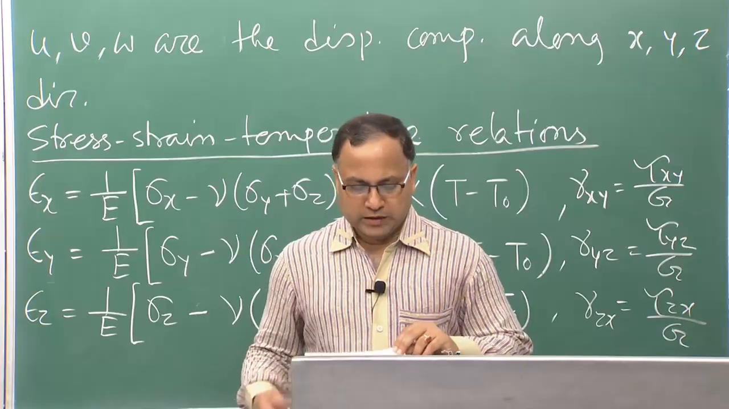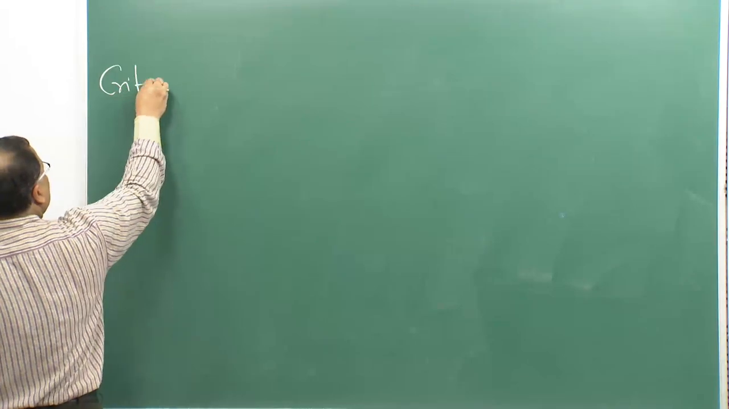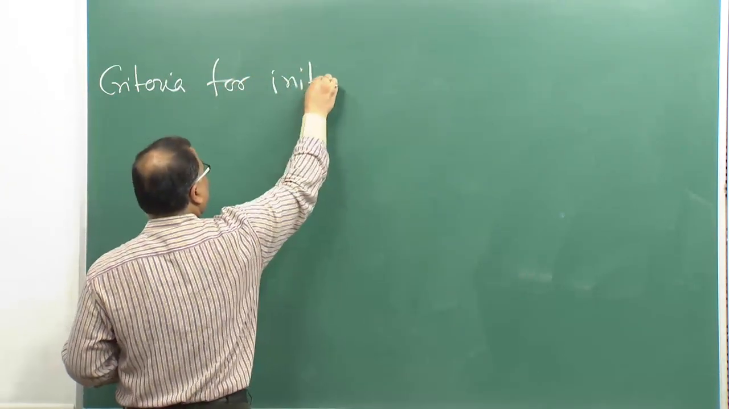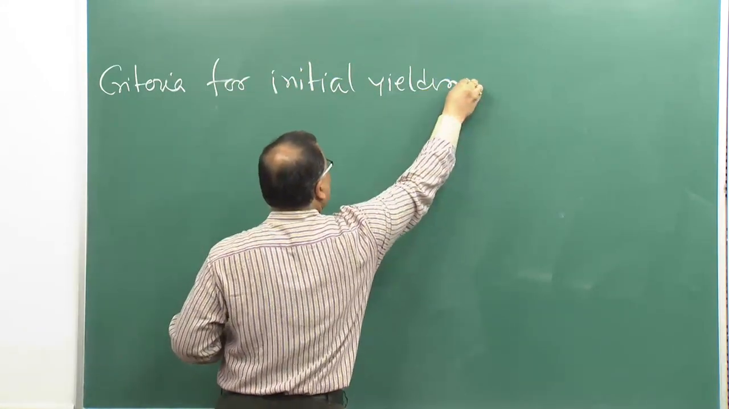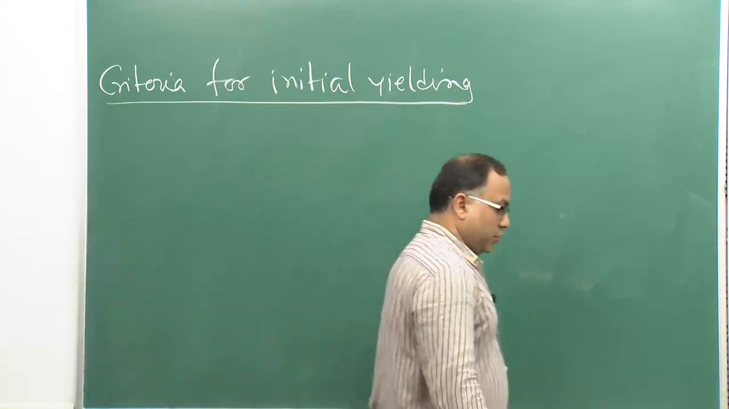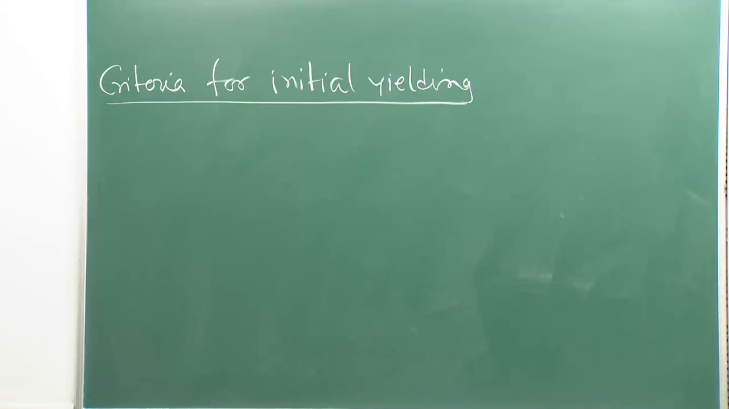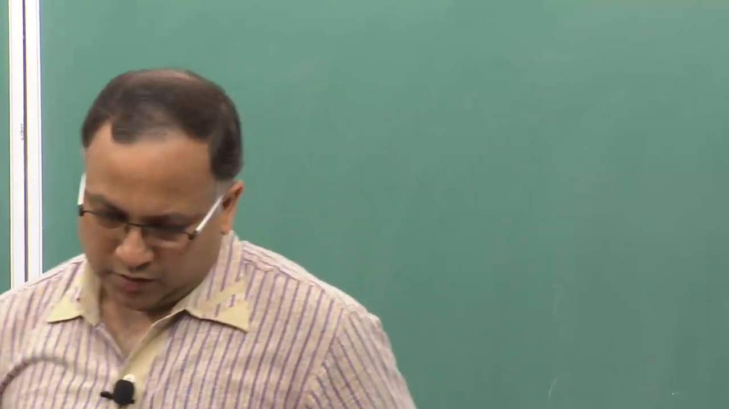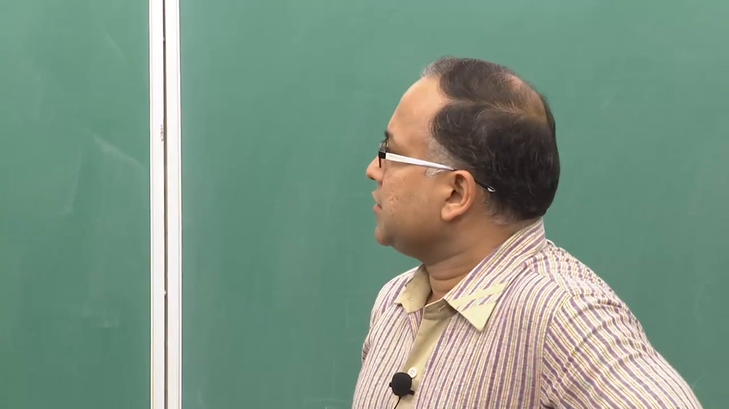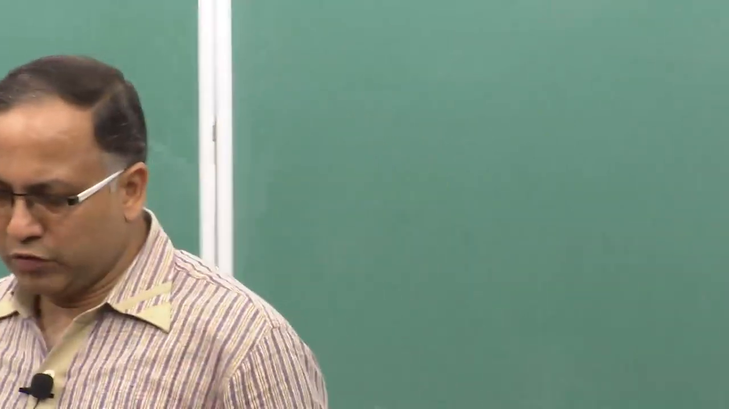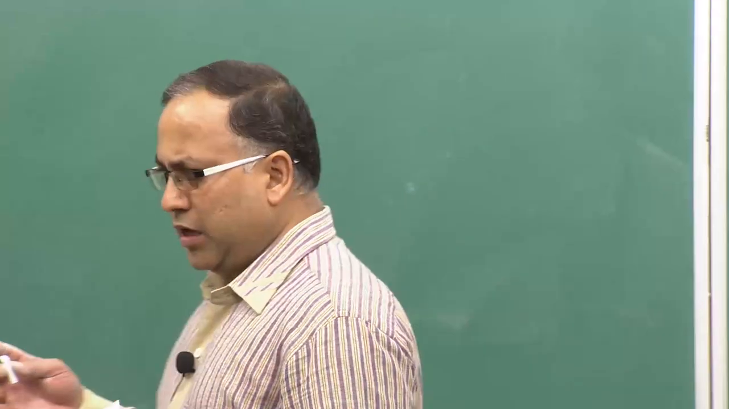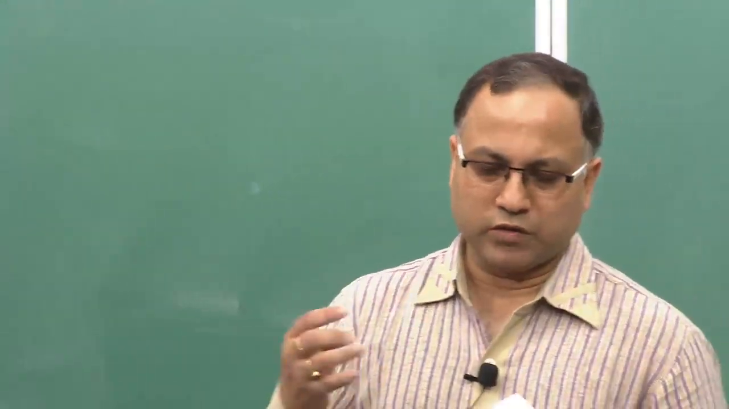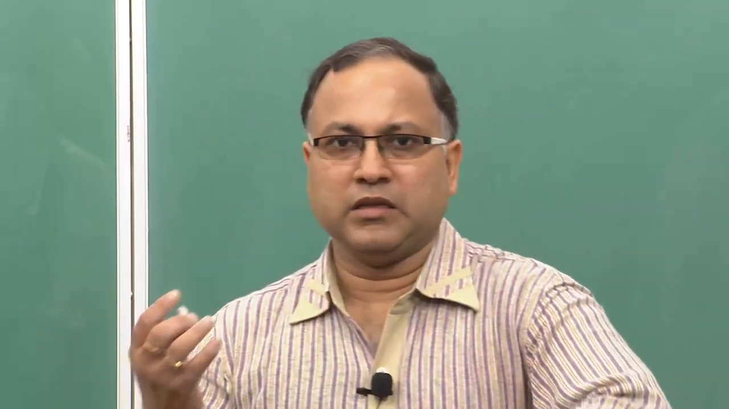Okay. Now we are going to discuss the criteria for initial yielding. Sometimes this is also known as failure criteria. In different books you will see failure criteria, criteria for initial yielding, or yield criteria. Different names have been proposed in different books. However, this is the criteria by which you can say, if any system is under different externally applied loads or forces, at which point the material will start yielding. That kind of information is very much required for the design engineer.